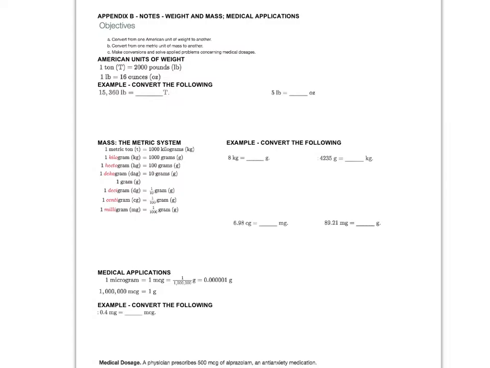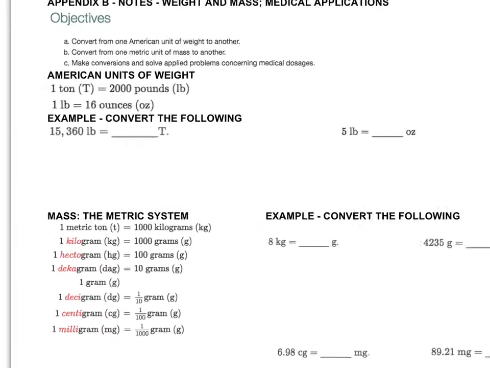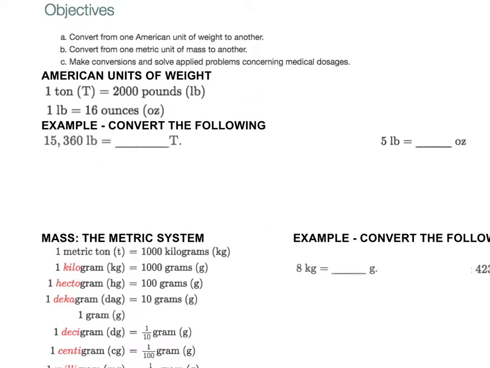Okay, welcome back. This is a video over Appendix 8, and this is about weight and mass in medical applications. So we're going to be able to convert American units of weight and then metric units of mass. And I'm not going to go into the difference between weight and mass. They're similar. They have a few minor differences, but kind of think of them as the same thing.